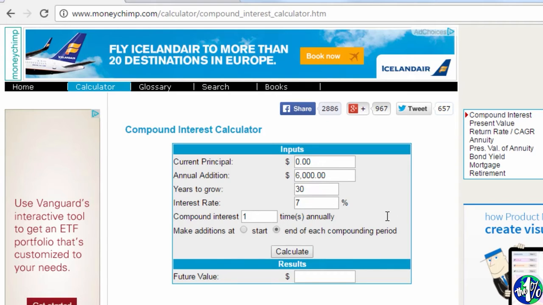We start with nothing. We're investing $6,000 a year over 30 years, at a 7% annual return. Let's see what our number ends up at if we can get a 7% return on our stock market portfolio. And you can see we're at $566,000. Just by investing that every year and how it grows and compounds, we're over $500,000.